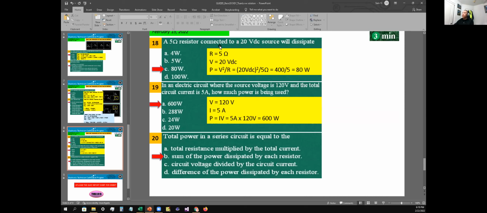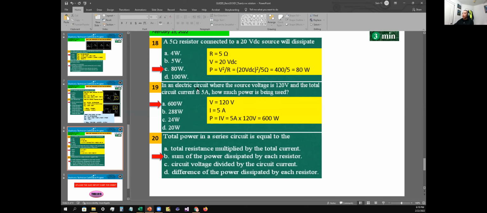Okay, 18. A 5 ohm resistor connected to a 20 volt DC source will dissipate... okay, so this one is calculating power. Ours is 5 ohms, voltage is 20 volts. Power equals V squared divided by R. So 20 volts squared divided by 5 ohms. 20 squared would be 400, divided by 5. So 400 divided by 5 gives you 80 watts. So the answer is C as in cat for number 18.